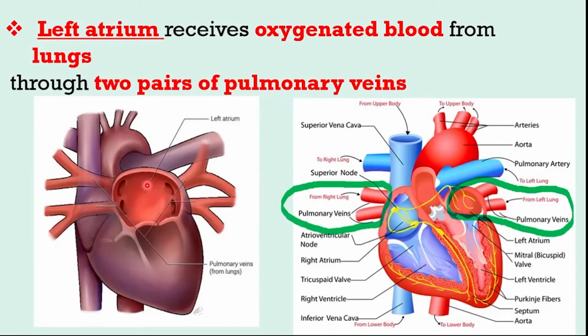There are no valves at these openings. So valves are absent at the openings of the pulmonary veins into the left atrium. Finally, the left atrium receives oxygenated blood from the lungs.